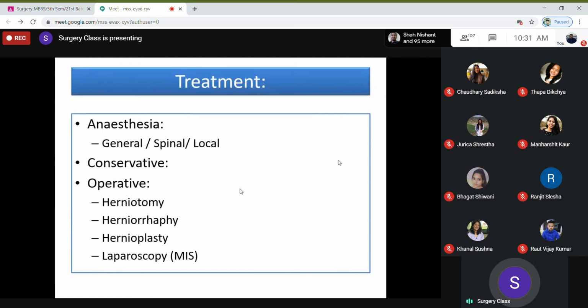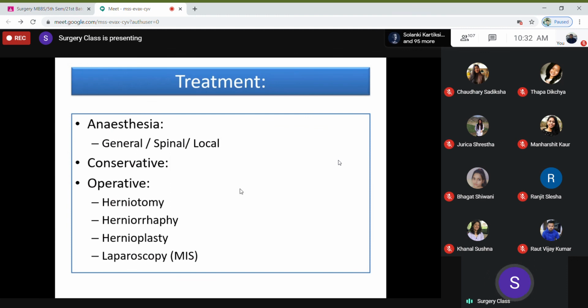Or sometimes you can do conservative treatment. You can wait. Sometimes in early age, a small hernia might spontaneously close itself and cure. If not, then you have to do different procedures. Herniotomy means you just excise the sac and don't do anything else. Or herniorrhaphy, where you excise the sac, push the content back, and suture the defect. Or you can put a mesh or any strong external patch to protect that area.